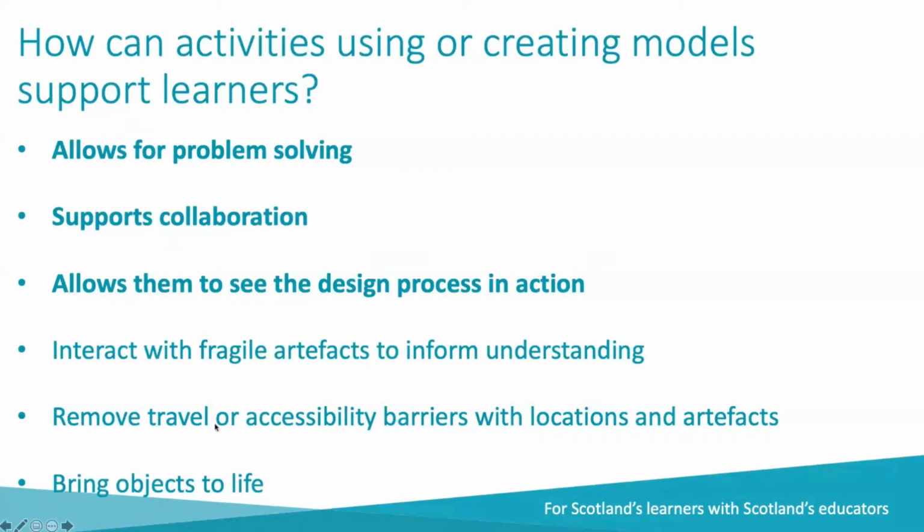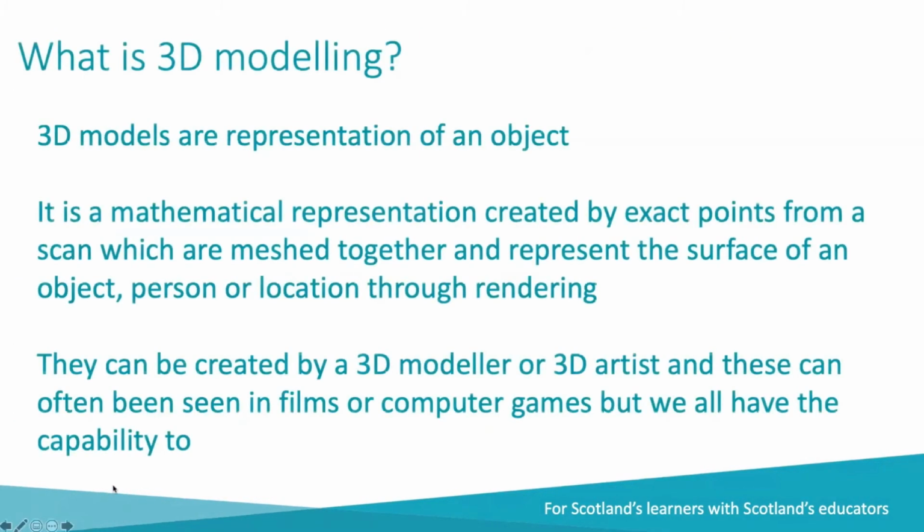Also, again for accessibility, it removes barriers. It means that we can travel to places and we can see things, and it also brings our objects to life because we can animate them. So 3D models are representations of an object. It's a mathematical representation. It's meshed together.